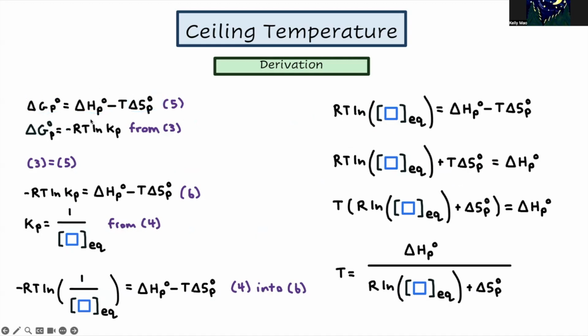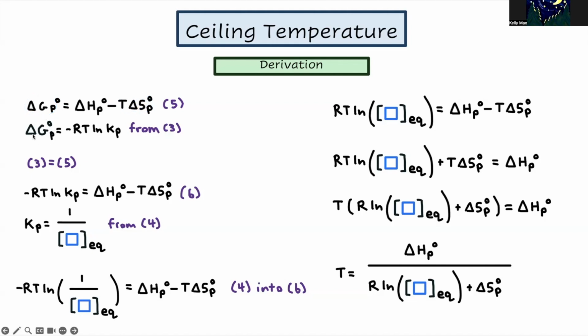We note here that polymerization is generally an exothermic process. Hence, our delta HP is going to be negative. Polymerization also results in greater ordering, and hence we can expect delta SP to be negative, which would make this term as a whole positive. So the higher the temperature, the larger this positive term, and the more positive the change in Gibbs free energy, which is unfavorable. Therefore, we can expect that there is a ceiling temperature at which the reaction is no longer energetically favorable, or our delta GP becomes positive.